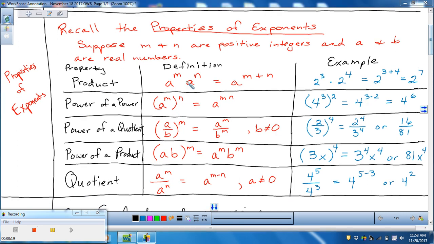You have the product property, a to the m times a to the n equals a to the m plus n. And you can see the example over here. Power of a power, a to the m to the nth power equals a to the m times n.